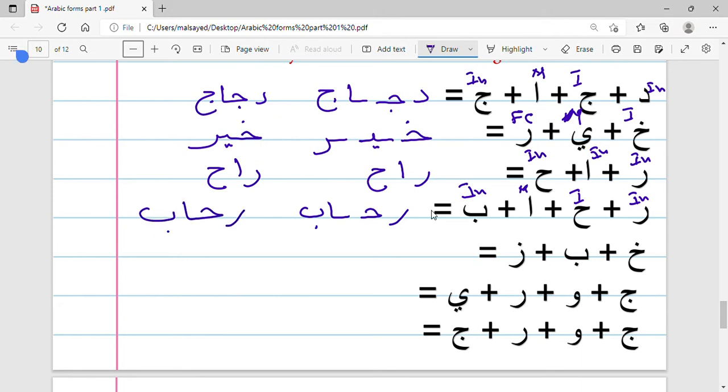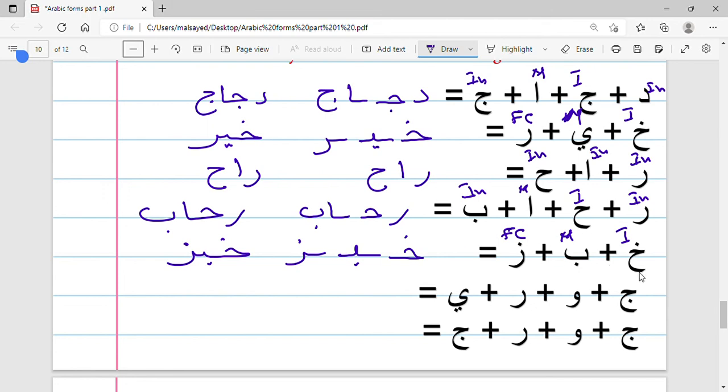Okay. Here we have the kha, which is the first letter, so it's the initial. Now we have the ba in the middle, and then we have the zai again. All letters connect with the one before, so the ba will be the middle, and the zai will be the final form connected. So that's the kha as the initial, the ba as the middle, and the zai as the final form connected.